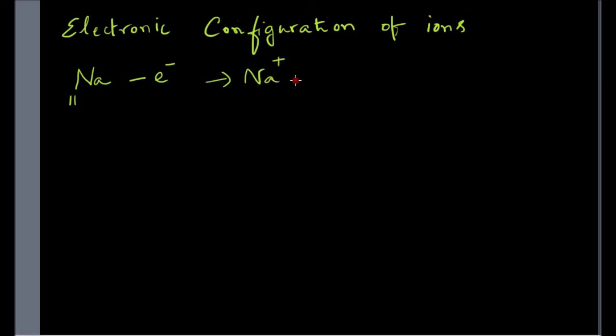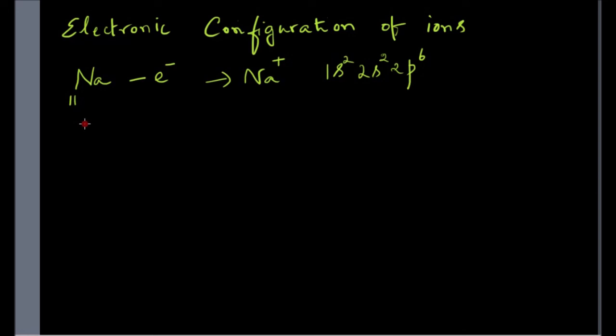Now when you have to write the electronic configuration of sodium ion, you have to write keeping in mind that it has only 10 electrons. So it will have a configuration 1s2, 2s2, 2p6. Sodium has 1s2, 2s2, 2p6, 3s1. But that 3s1 is not there now. So it is 1s2, 2s2, 2p6. This is the configuration of sodium ion.